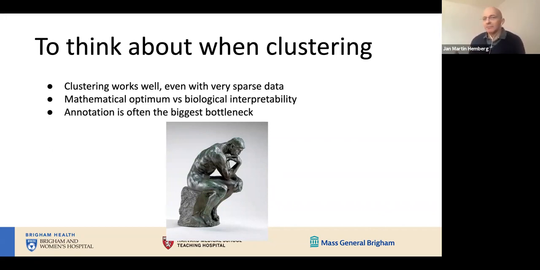So one is that in my experience, clustering generally tends to work really well, even with very sparse data. Intuitively, I think about it as if you only have a small fraction of the genes detected, really most of the information is in the presence or absence of the gene. And that will allow you to do really well, even if you have, say, fewer than 1,000 genes detected per cell. Another thing to keep in mind is that there's a dichotomy between mathematical and biological considerations.